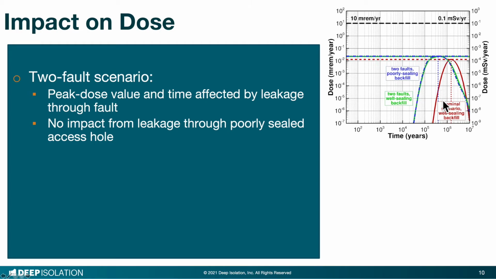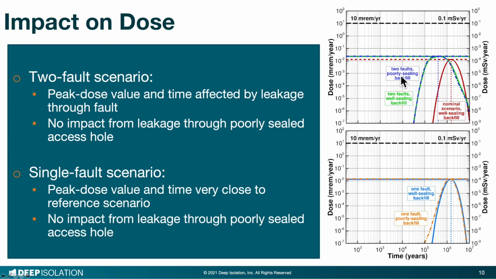The peak dose occurs now after 800,000 years, and it is slightly higher, but still well below the stringent dose standard. For our analysis, it is important to realize that this shift in the dose curve is not caused by the leakage through the borehole, but by the presence and preferential flow through the two faults. What we need to focus on is the difference between the well-sealed and the poorly sealed boreholes, between the green curve and the blue curve. These differences are barely visible on this plot, and they are truly insignificant.